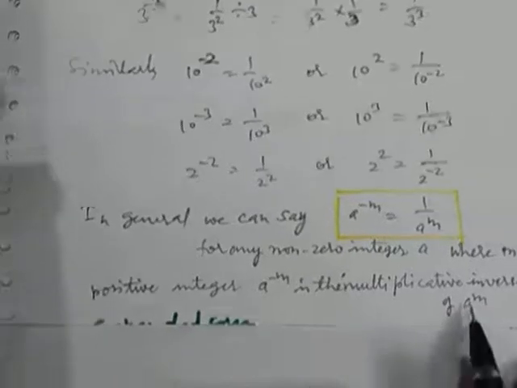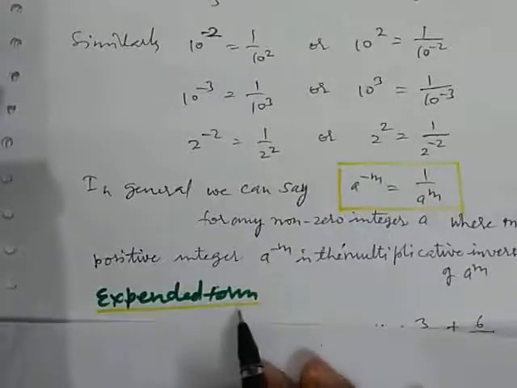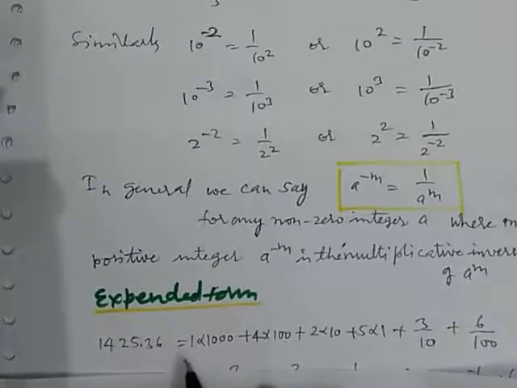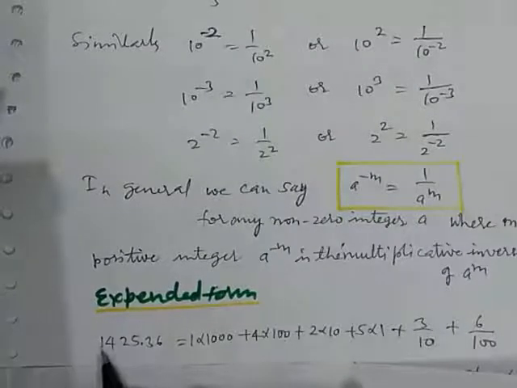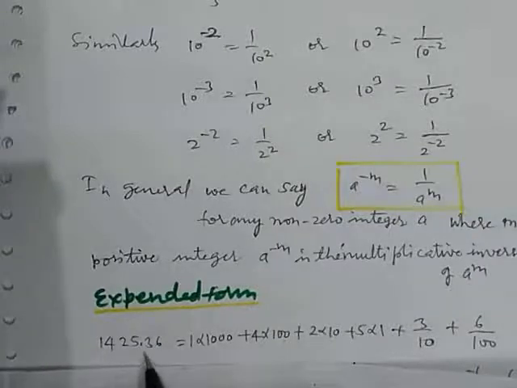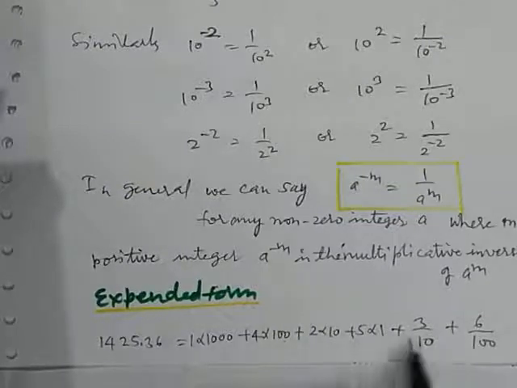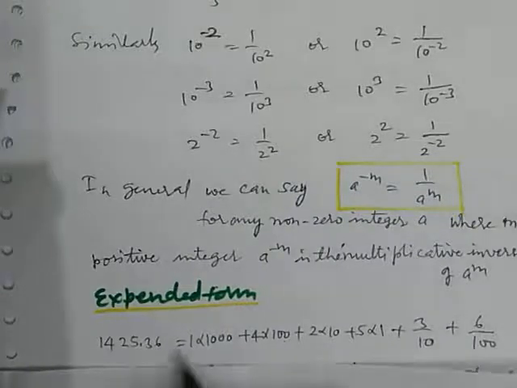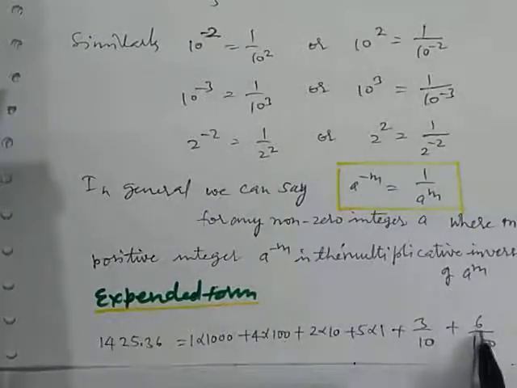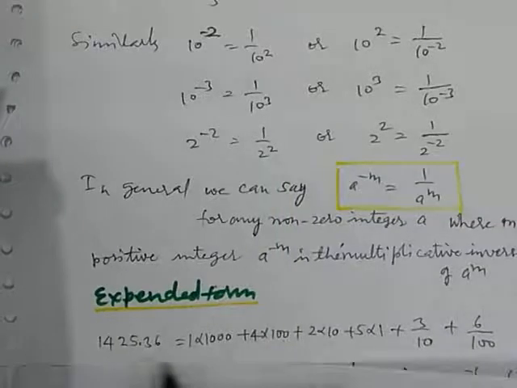Okay. Now, expanded form of numbers. Here we take a number 1425.36. So here the place value of these numbers. Place value of 1 is 1 into 1000, plus place value of 4 is 4 into 100, plus place value of 2 is 2 into 10, plus place value of 5 is 5 into 1, plus place value of this point 3 is plus 3 upon 10, and the place value of 0.06 is plus 6 upon 100. So this way we can expand.